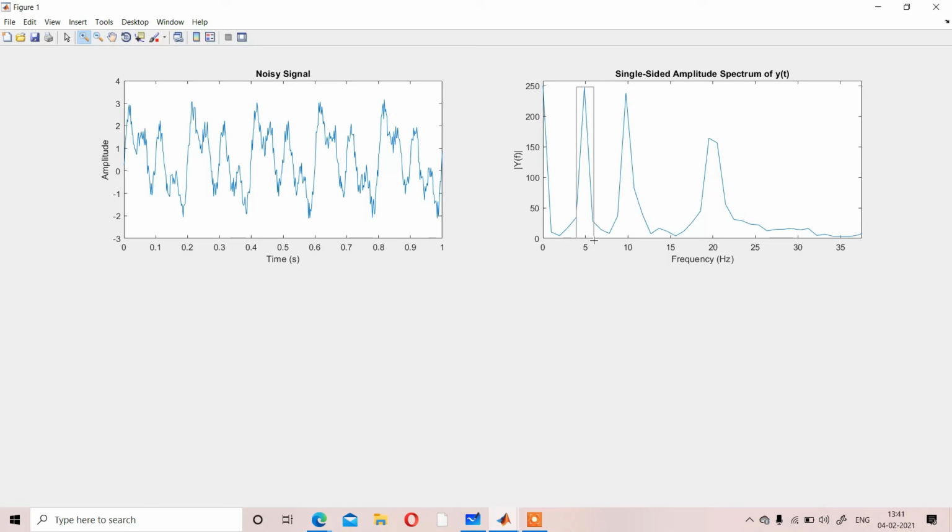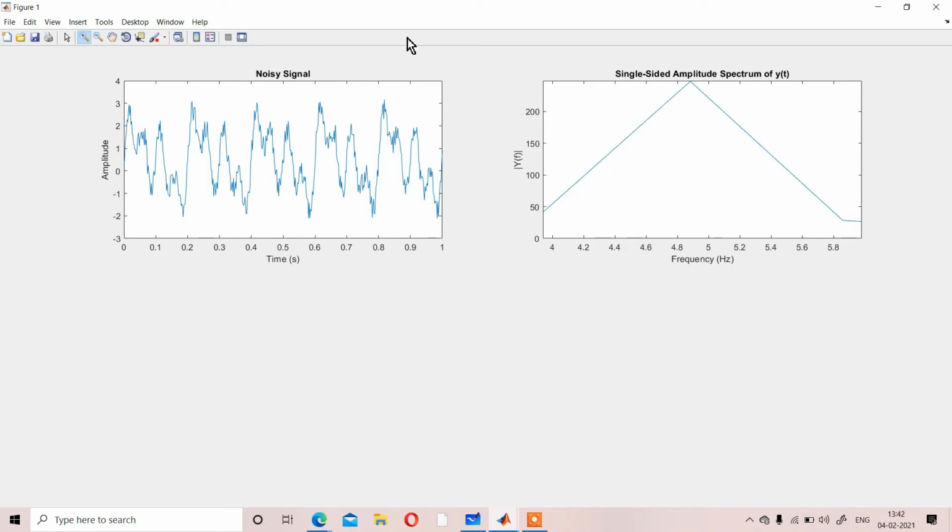So keep in mind, this is the ideal filter. From 0 to 3 you are getting 0, and then suddenly you are getting 1. So that will not be possible. The practical filter will look alike but with some difference. Okay, so I'll show you.